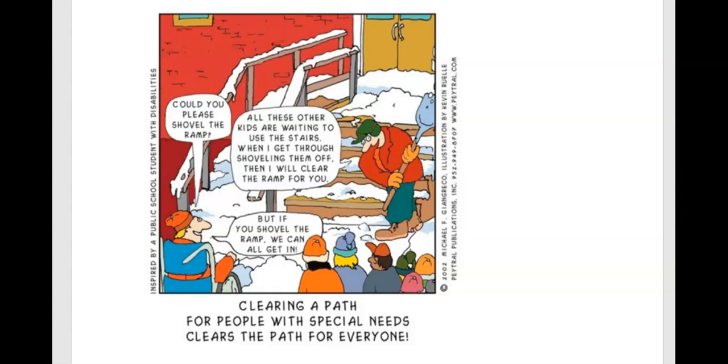But before I get into that, I want to show an image that I found. You could see here the person in the wheelchair says, "Could you please shovel the ramp?" Because there's snow all over the ramp and the stairs. And the person with the shovel says, "All these other kids are waiting to use the stairs. When I get through shoveling them off, then I will clear the ramp for you." And then the person in the wheelchair says, "But if you shovel the ramp, we can all get in." And it says, "Clearing a path for people with special needs clears the path for everyone."